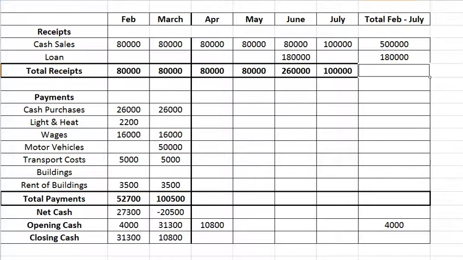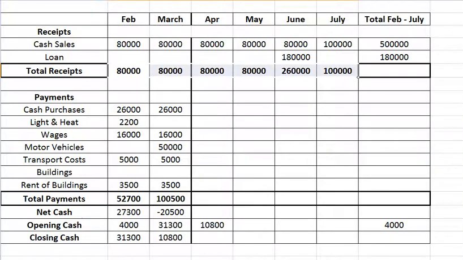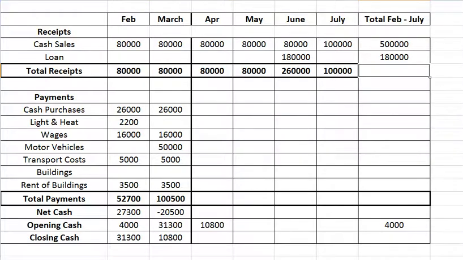Now the way to get the total receipts figure for all months, obviously add these two together and it'll give you a figure, and then you should cross-check it by adding these 6 figures across the way here as well to check that they both match up. And the figure here is 680,000.